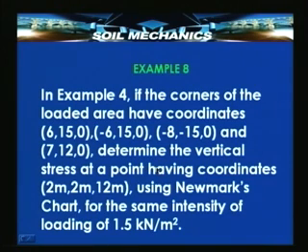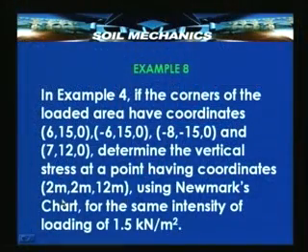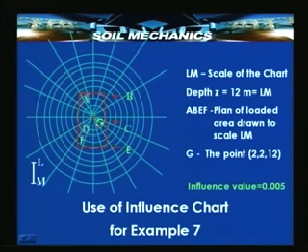Now, in order to determine the vertical stress at any point, say a point with coordinates 2, 2 and 12, that is at a depth of 12 meters, a point having x coordinate 2 and y coordinate 2 meters, we can compute the stress using Newmark's chart. The intensity of loading, let us say, is again 1.5 kilonewton per meter square. Then this will be the definition sketch of the problem. This is the given rectangle. Point G is the point 2, 2, 12.